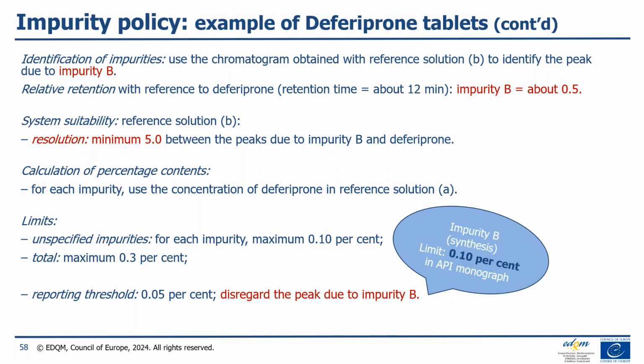If it's present above reporting threshold, which in this monograph is 0.05%, it means that it will be detected on the chromatogram. But as we said, that medicinal product monographs do not cover impurities of synthesis, this peak needs to be disregarded, and this is why we provide the way to identify the peak due to impurity B to be disregarded and not to be taken in the calculation of the total impurities.